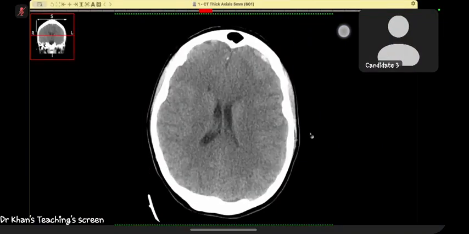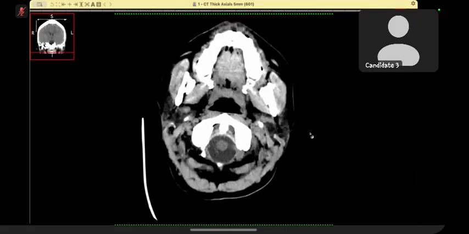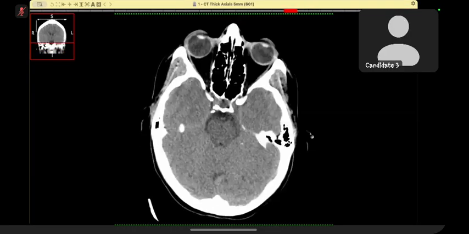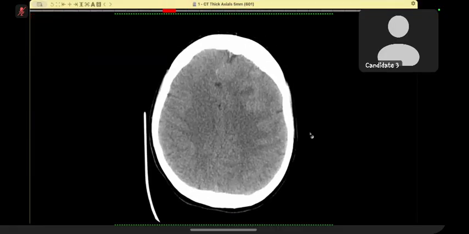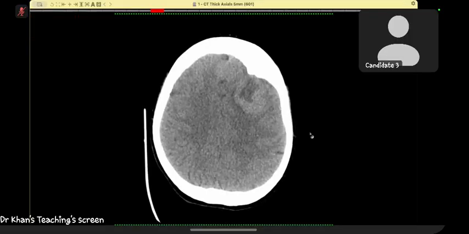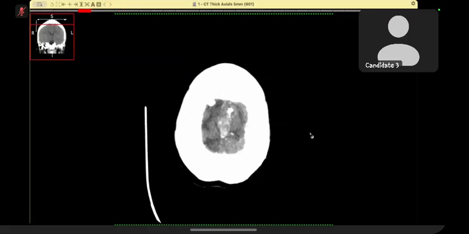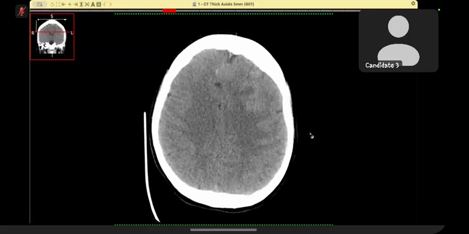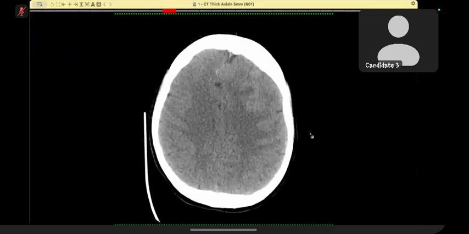Okay, I am provided with the axial CT of the brain, which are non-contrast images. It is a 30-year-old female who presented with tinnitus, headache, and loss of balance. The first thing I appreciate is a hyperdense extra-axial lesion seen in the left frontal lobe, causing compression over the underlying brain parenchyma, and these are extending into the parafalcine region.